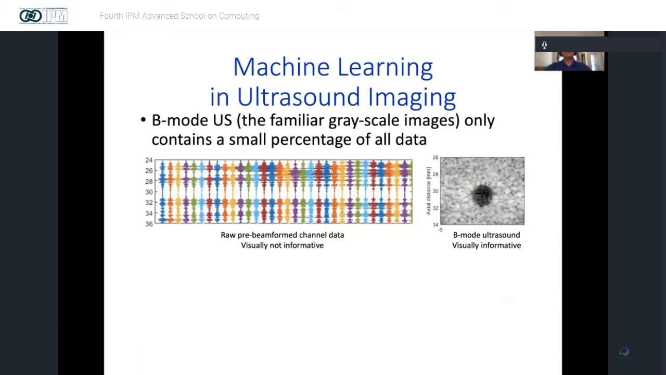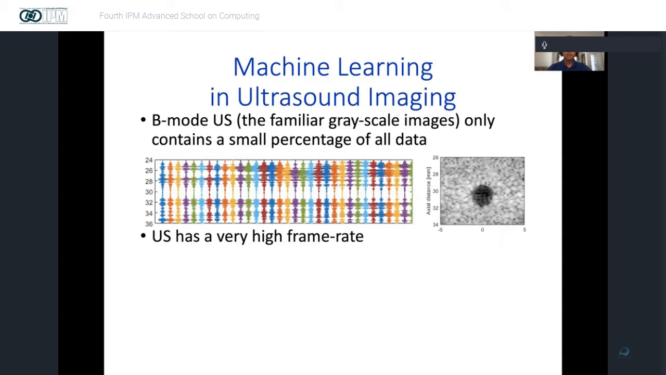So to see why there's much more potential, first of all, we have to note that the original ultrasound signal is very, very complex and basically is not visually informative. So here we see the original ultrasound data in the left, and it's basically converted to these familiar B-mode ultrasound images in the right. But the issue is that most of the information in the raw data is basically discarded, is lost in this transformation. So basically, one of our goals will be to utilize this raw data directly using machine learning.